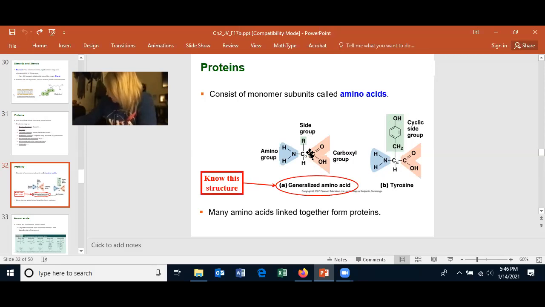When we look at the R groups, there can be different types of R groups. This R group is mostly nonpolar, meaning this CH2 group and this carbon ring here is nonpolar, but this OH group is polar.